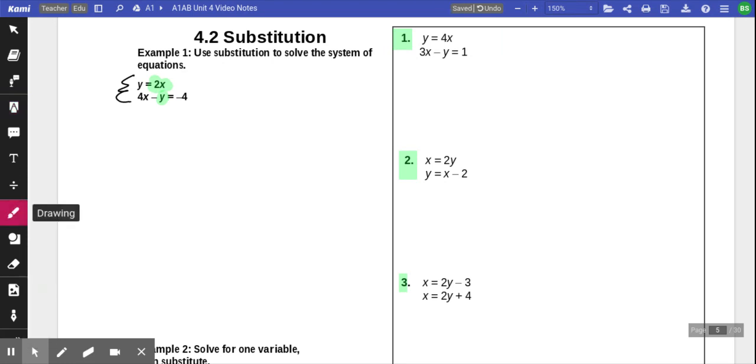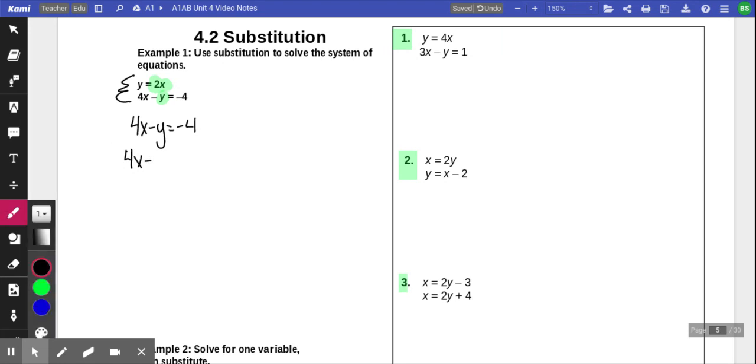We're going to take the second equation, 4x minus y is equal to negative 4, and take 4x minus our substitution piece, which was 2x, is equal to negative 4. We're allowed to do this because the first equation tells us that y is equal to 2x. Since they are equal to one another, we can substitute equal values in. We're not changing the value here.